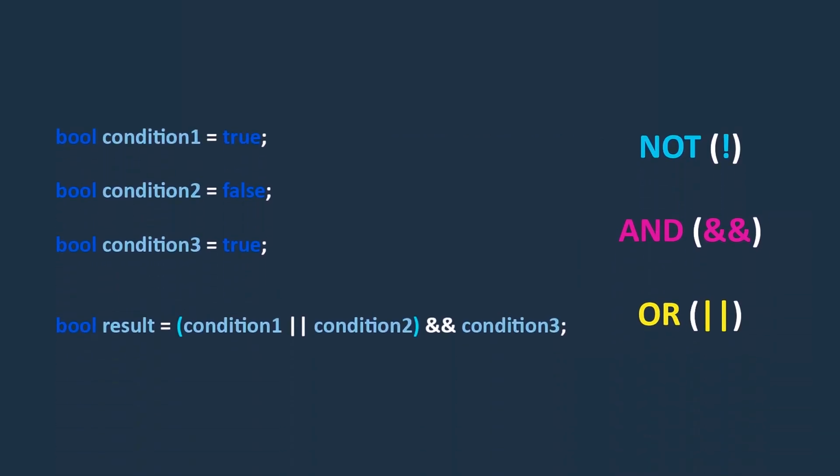In this example, parentheses are used to group condition 1 or condition 2 together. As a result, the OR operation is evaluated first. Since condition 1 is true, the expression condition 1 or condition 2 evaluates to true. Then, the result of the OR operation is combined with condition 3 using the AND operator. Finally, the value of the result would be true.